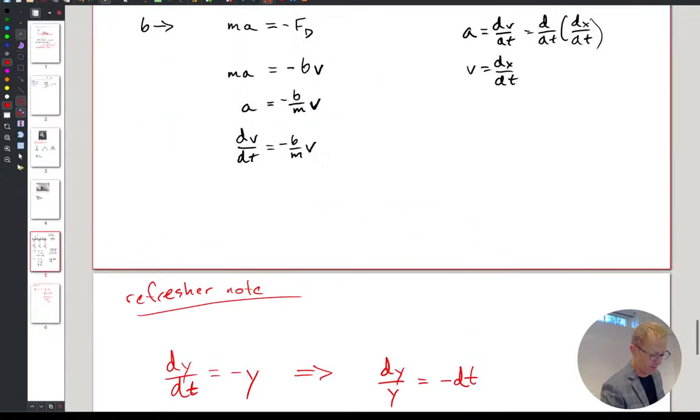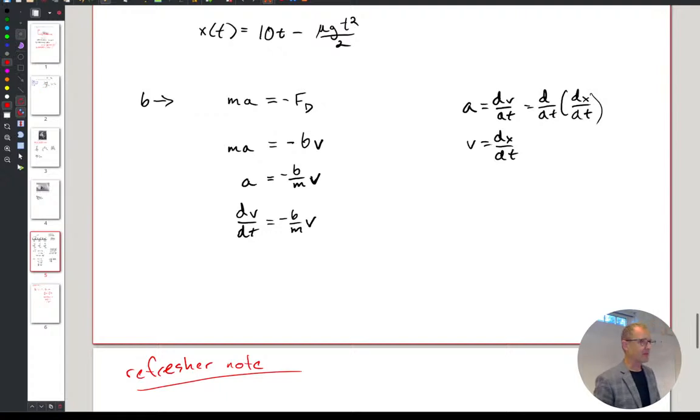That one's our refresher note. Can we do the same thing here? Same process? All right.